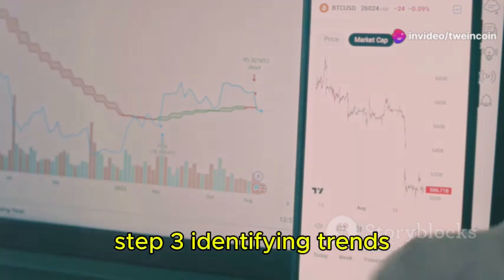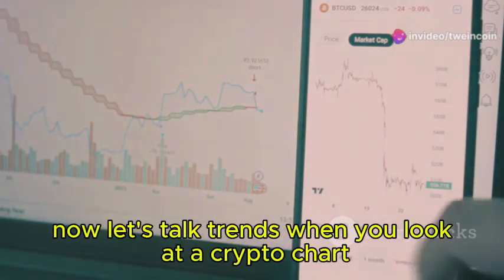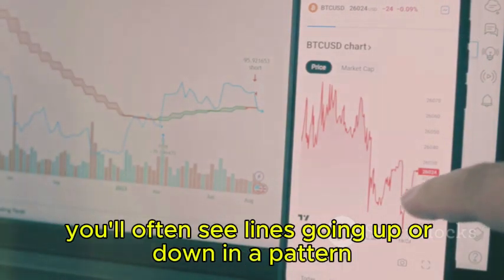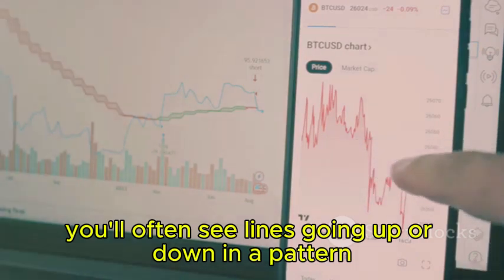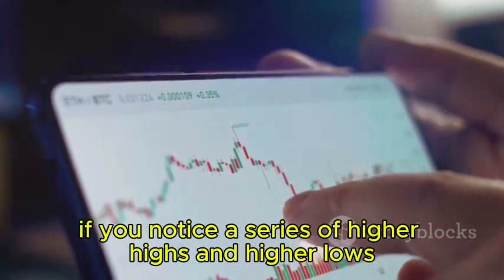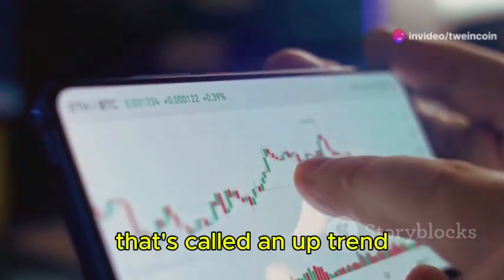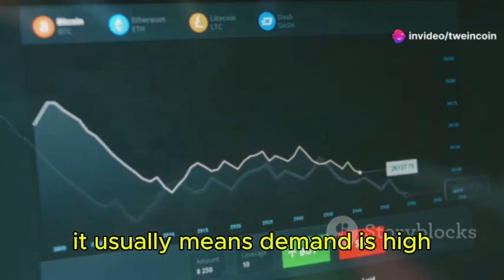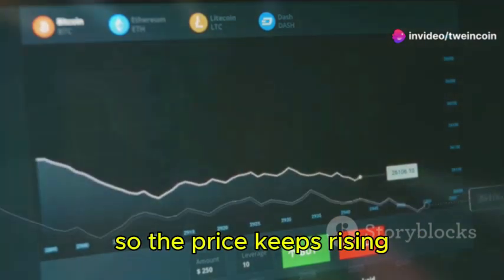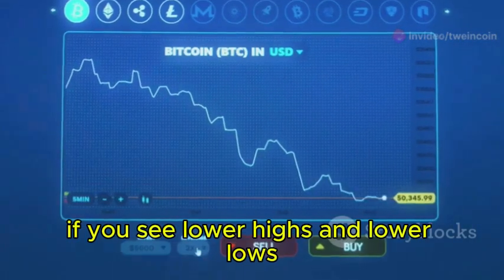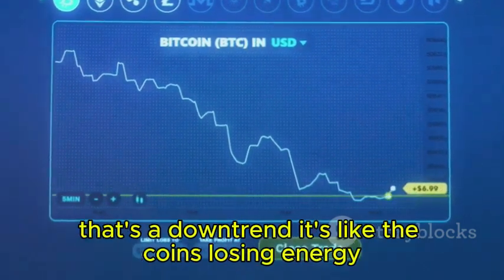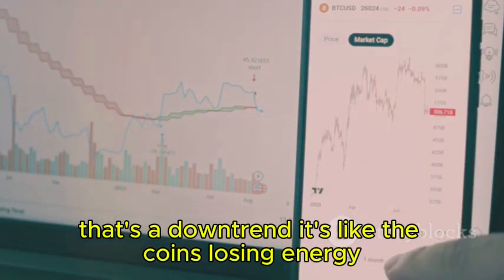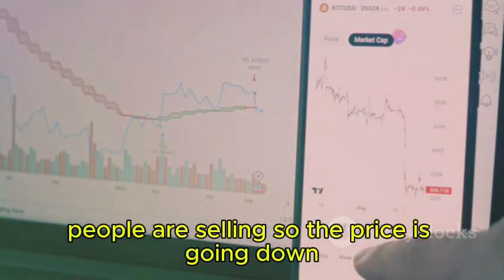Step 3. Identifying trends. Now let's talk trends. When you look at a crypto chart, you'll often see lines going up or down in a pattern. If you notice a series of higher highs and higher lows, that's called an uptrend. It usually means demand is high and people are buying more, so the price keeps rising. If you see lower highs and lower lows, that's a downtrend. It's like the coin's losing energy. People are selling, so the price is going down.